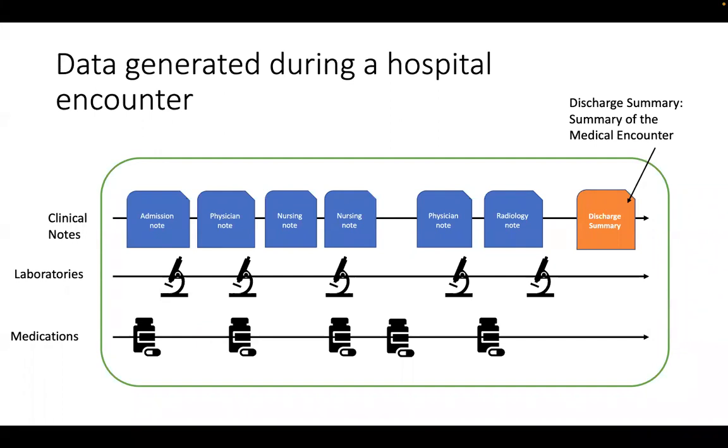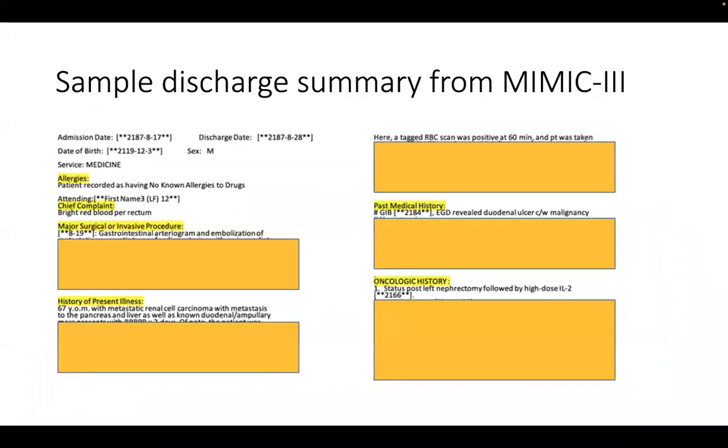So we are interested in generating this discharge summary automatically only by looking at these blue colored notes that are written during the encounter. So let's look at a sample discharge summary from MIMIC 3. It is typically very long, but the message that I'm trying to convey here is that you have different sections: allergies, chief complaint, history of present illness, past medical history, so on and so forth. So this is very typical of a discharge summary, especially one that is discharged from the ICU, as in the case of MIMIC 3. And we try to leverage this structure in the discharge summary.